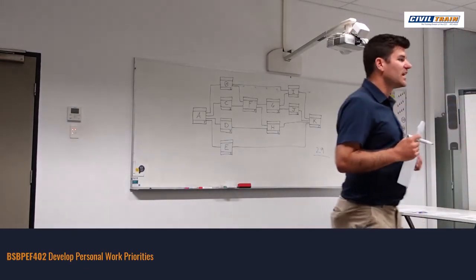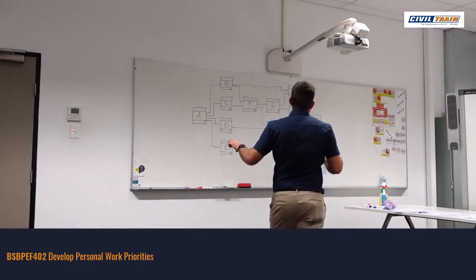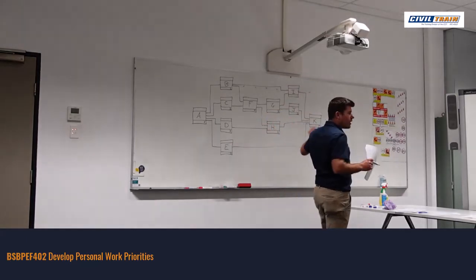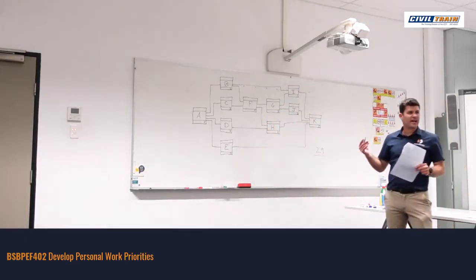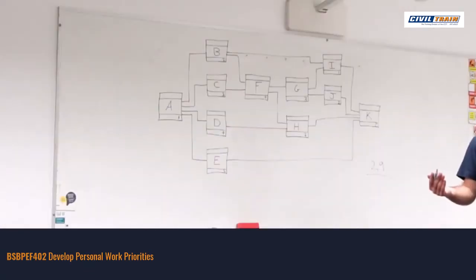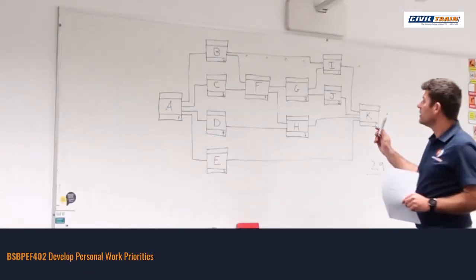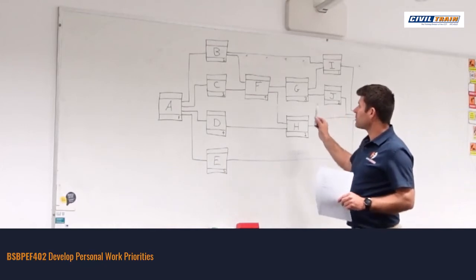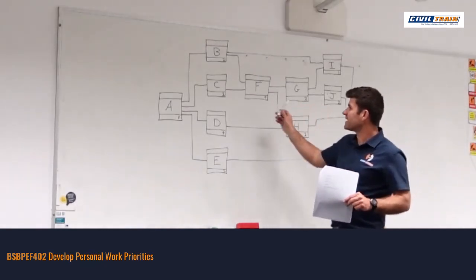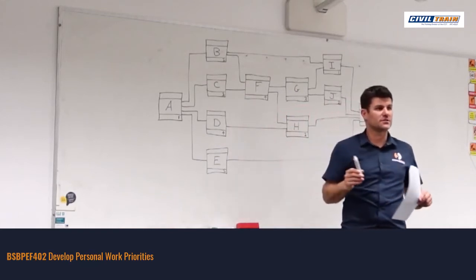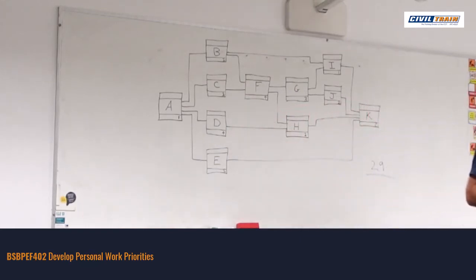So what we're saying is, what could be the minimum time frame for us to complete this? And how we calculate that is we're looking at the longest pathway, but we're making sure we're following the dependency lines. A, C, F, G, J, K. So pretty close to that, yeah.